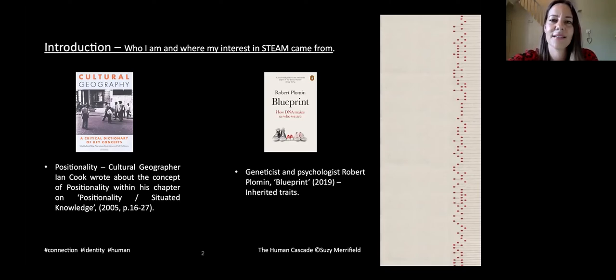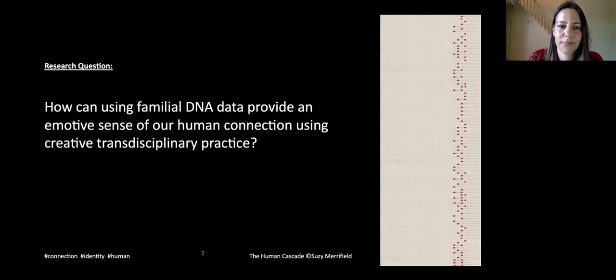As a trained textile designer, I've often looked to science for inspiration for my design ideas. I am Suzy Merrifield, and the image on the right of the slide is a visualization of 0.013% of my DNA. The research question I wanted to address throughout this project was, how can using familial DNA data provide an emotive sense of our human connection using creative transdisciplinary practice?